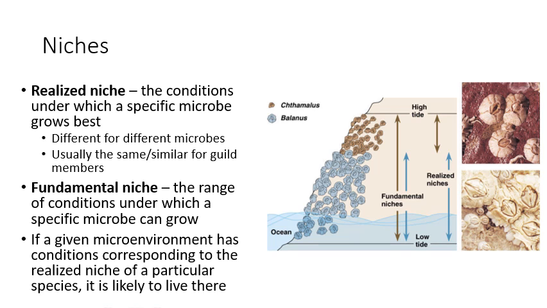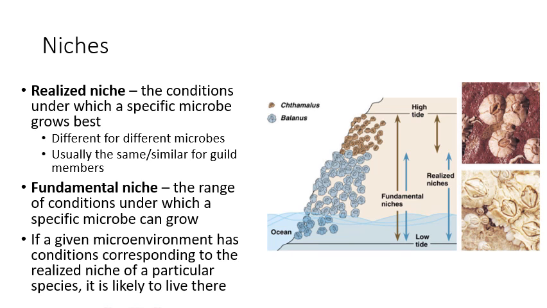Of course, the realized niche is going to be different for different species of microbes. But if you're looking at a specific guild of microbes, usually the different species in that guild will all have about the same realized niche. Not necessarily exactly the same, but at least similar. Since the guild members would have a similar metabolism and need similar nutrients, that usually goes hand in hand with needing similar conditions to grow in optimally.